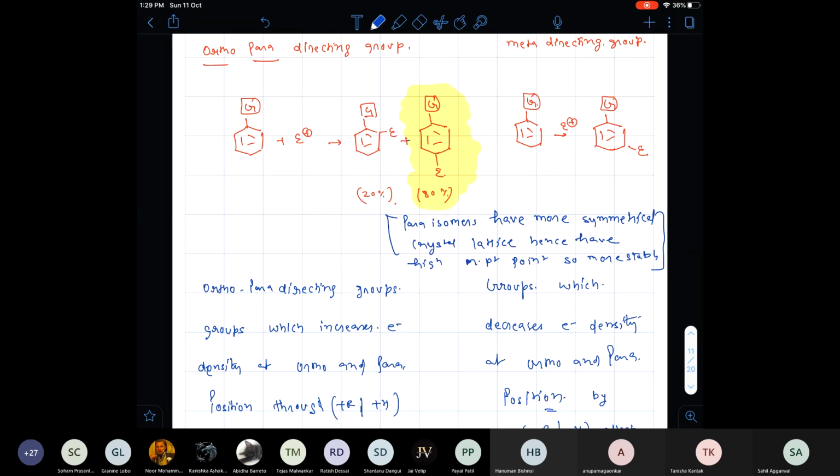I will tell you some cases where ortho will also be maximum, but generally para is better than ortho. It is because of their symmetrical crystal lattice. You have to use this word if you write in school: symmetrical crystal lattice. Understood all of you?